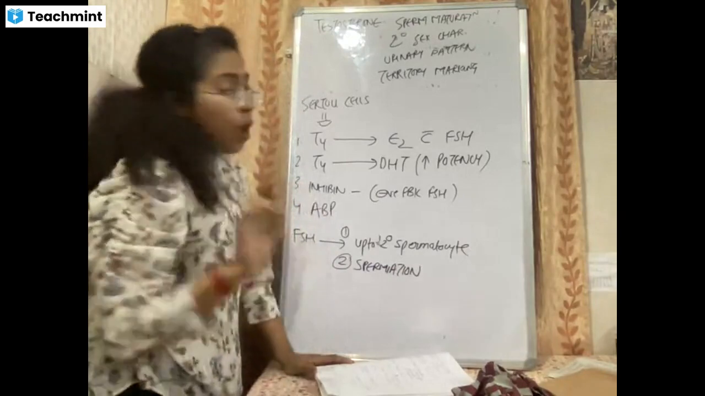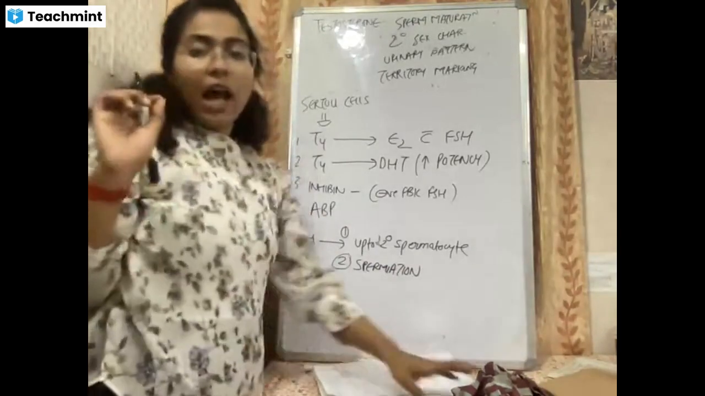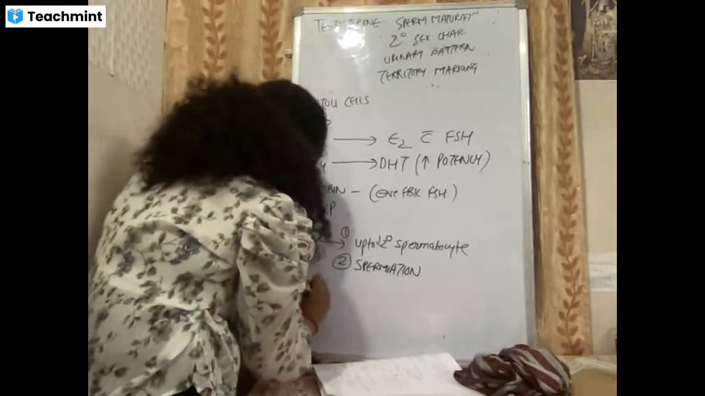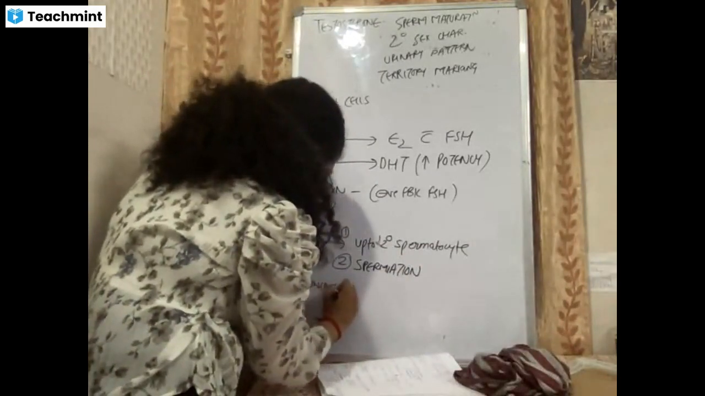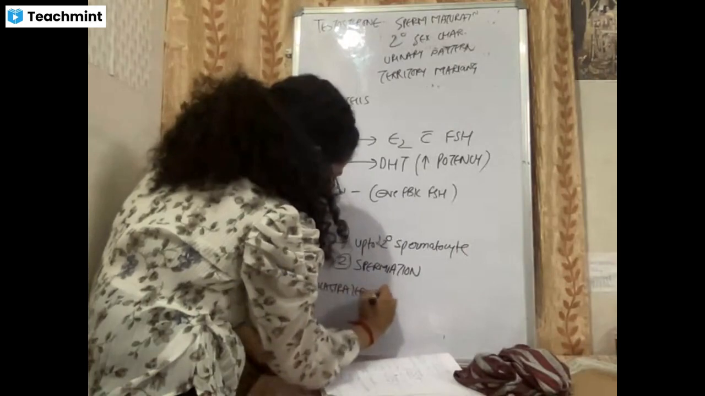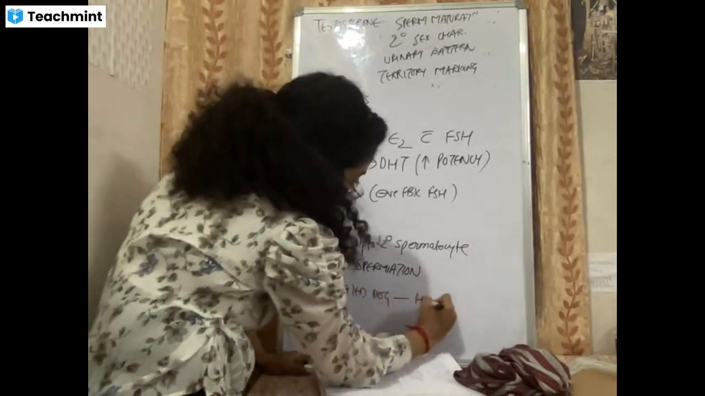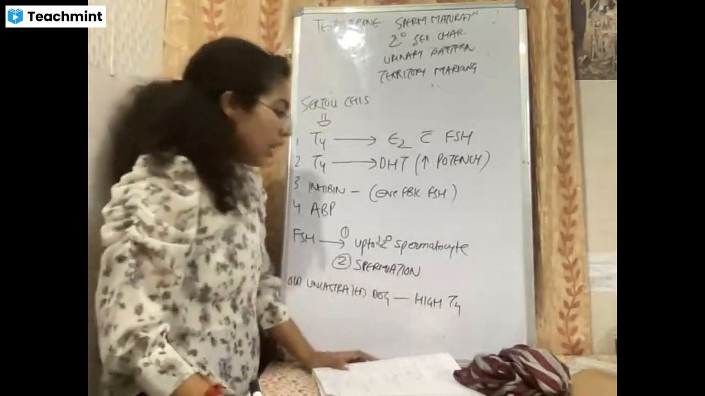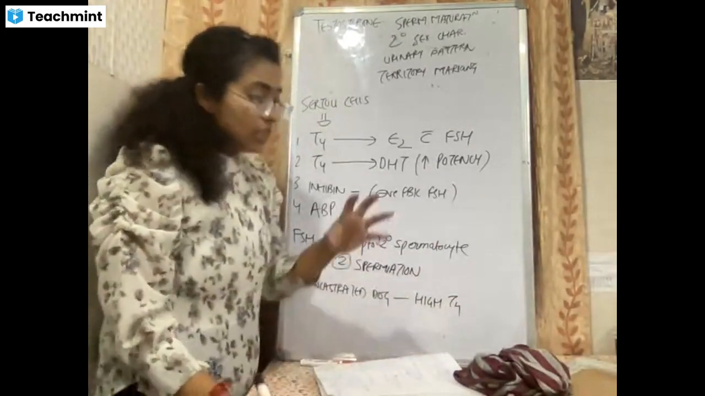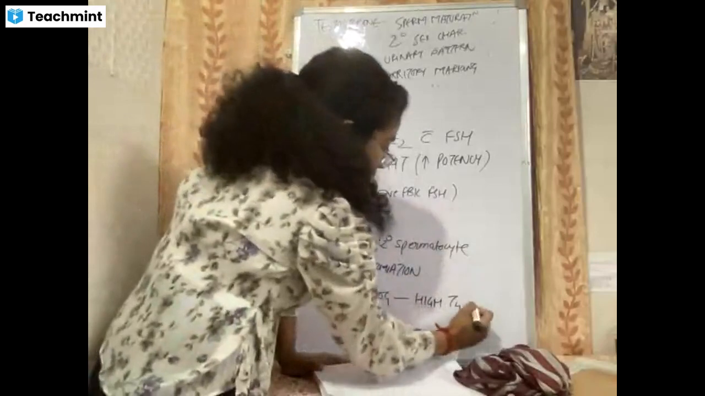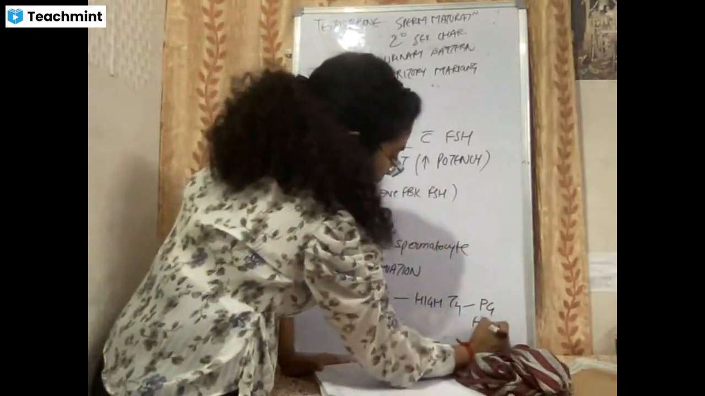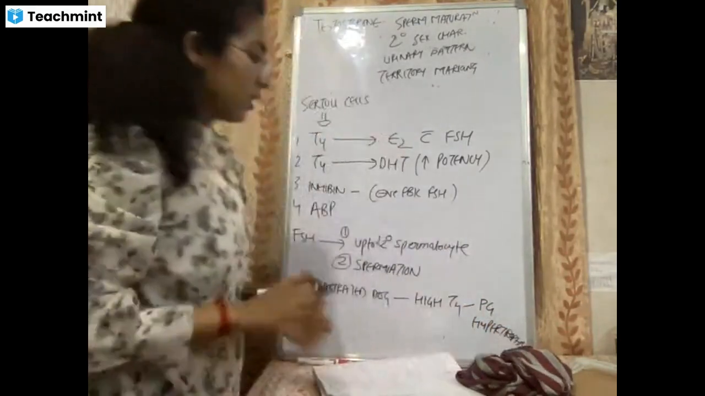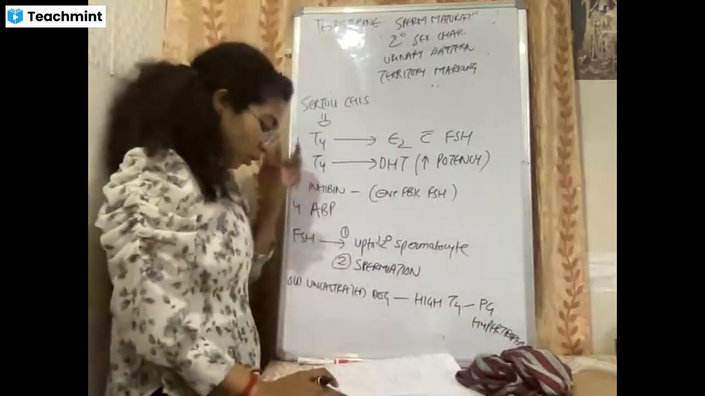Now, what is the condition in an old uncastrated dog? Because of the high testosterone level, the body has high testosterone. Because of that, there occurs prostate gland hyperplasia.